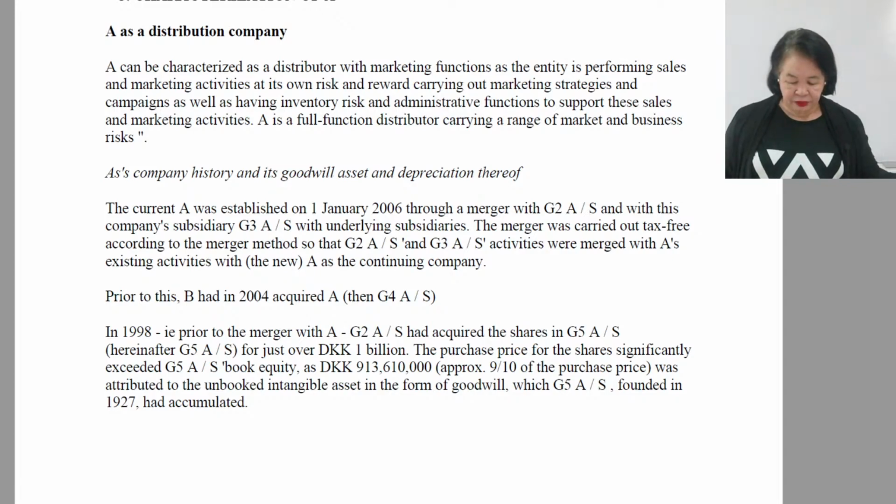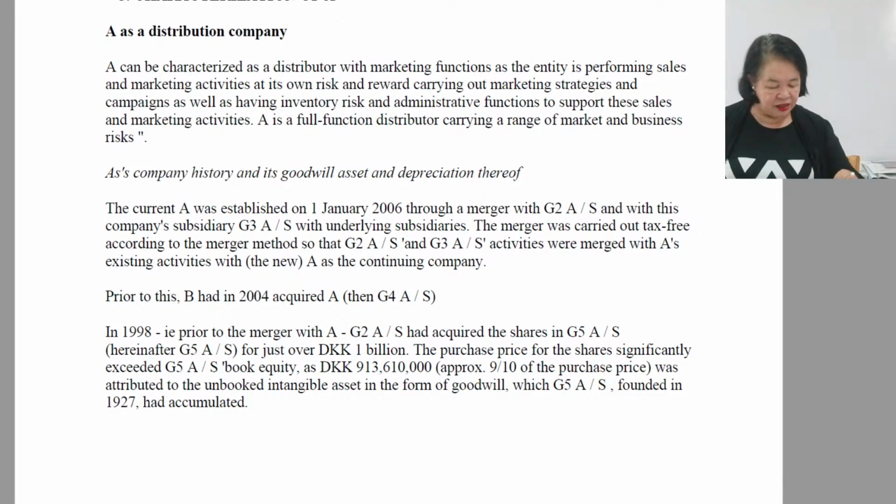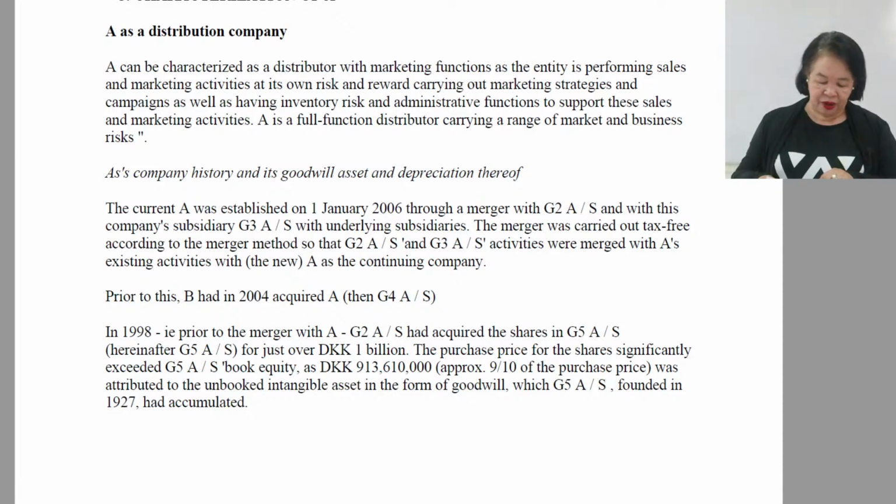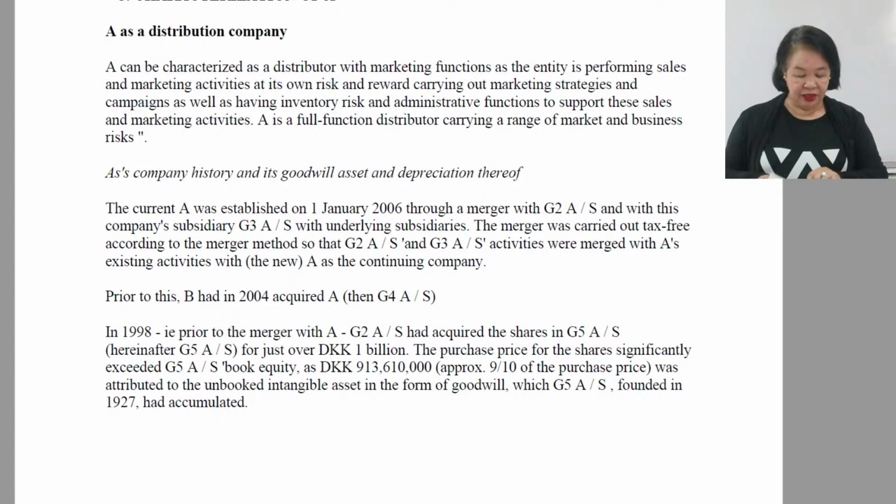The purchase price for the shares significantly exceeded G5AS book equity. As DKK 913,610, approximately 19 of the purchase price was attributed to the unbooked intangible asset in the form of goodwill, which G5AS, founded in 1927, had accumulated.